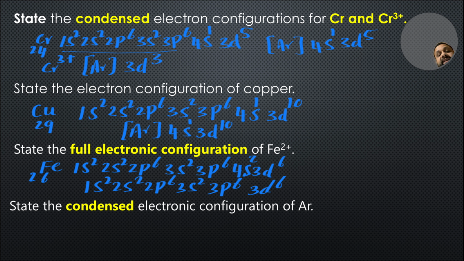And the last one is the condensed electron configuration of argon. Tricky question. Again, argon has 18 electrons. So we only write outer shell electrons. We need to go back to the previous noble gas configuration, which is neon. So neon has 10, and then we'll have 3s2, 3p6. So this is the way we can write down the electron configuration of argon. Thank you.